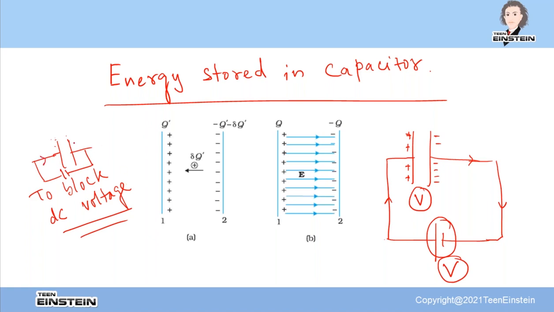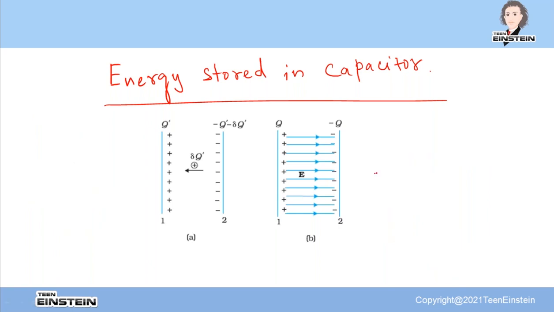We'll see this again when we learn the AC part. In the beginning, current will be there in the capacitor; it will allow current. Suppose you have a circuit with a resistor, then a capacitor, and you connect this with a battery. What will happen? Initially there will be current through the circuit.